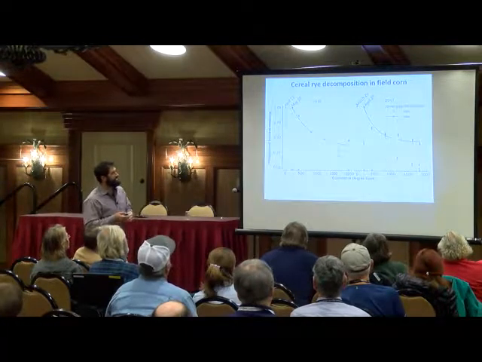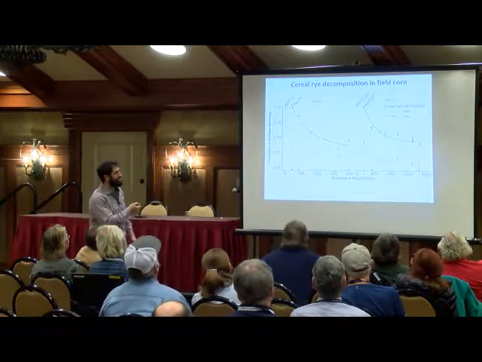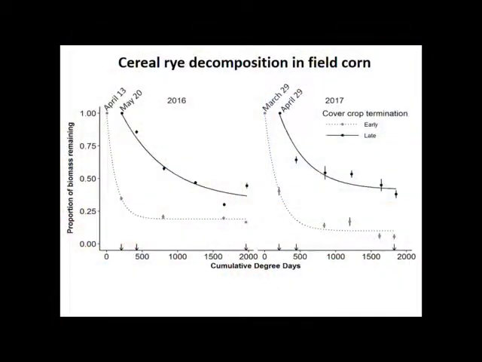So let's look at rye decomposition now. This is just 2 years. These are exactly the same, just year one, year two. This is an early kill and a late kill. So the same nitrogen data I showed you, where we looked at how the differences in the profile behaved, right?